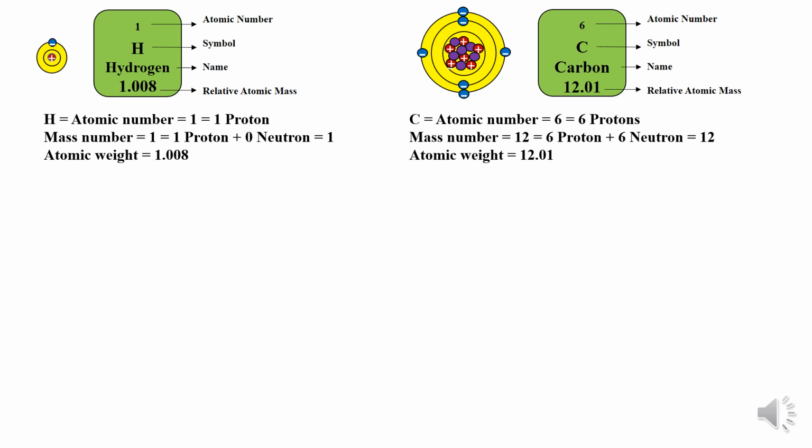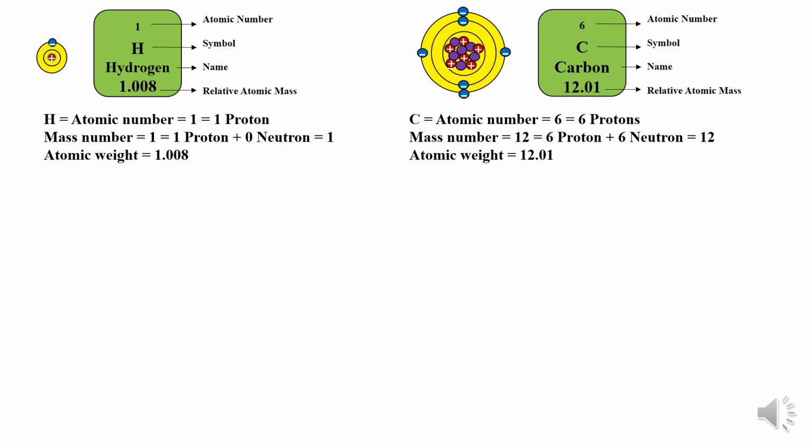Hydrogen atom, as I already mentioned, its atomic number is 1. It contains one proton in its nucleus. Mass number is 1 as there are no neutrons in the nucleus of hydrogen atom. But the atomic weight is given in decimals, that is 1.008.